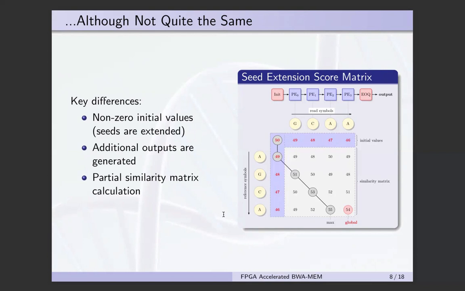In addition, in the BWA algorithm, we need a couple of more outputs, like the global maximum output that needs to be generated. And also we need to have partial similarity matrix calculation for the seed extension in BWA.